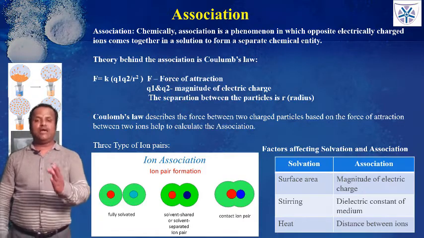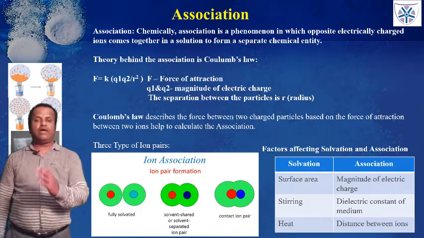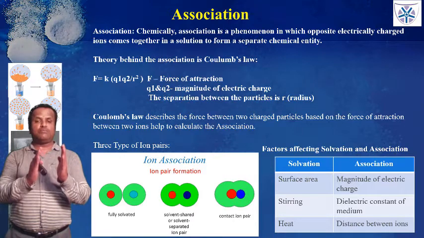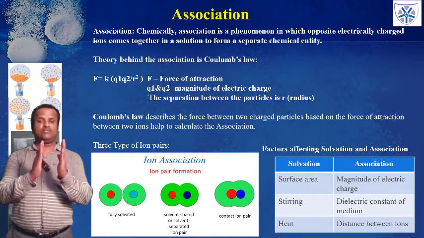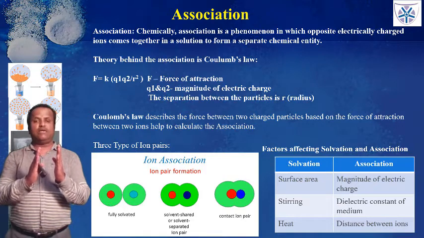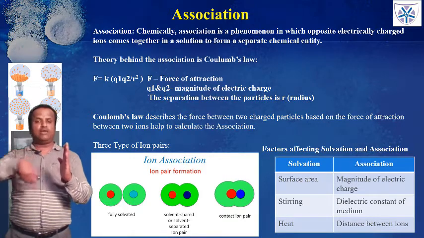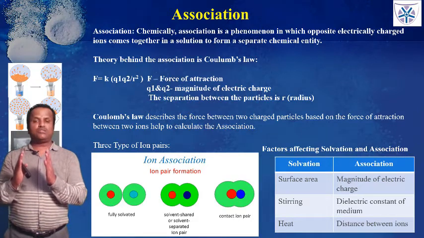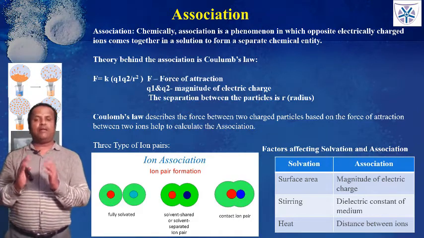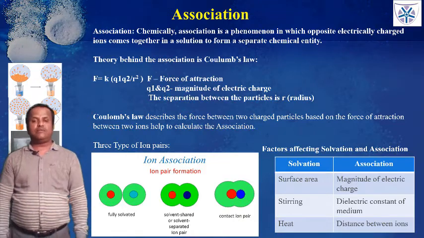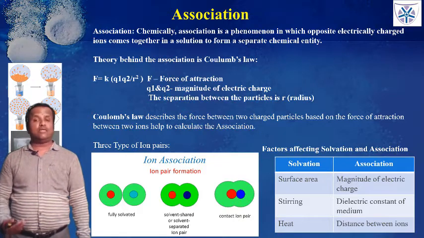You can see here I have shown three kinds of ion association. The first picture is the fully solvated ion pair, where there is some space between the ions, shown in green. The next one is the solvent-shared or solvent-separated ion pair. The third one is the contact ion pair. These are the three types of ion pair formation existing in association.